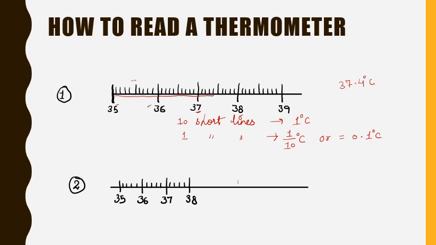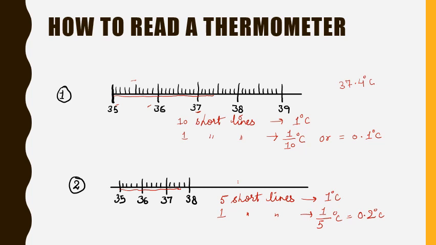Okay, let's take another example. In this clinical thermometer, the number of short lines is 1, 2, 3, 4 and 5. So here we can write it as 5 short lines are representing 1 degree Celsius. So how much one short line will represent? It will represent 1 by 5 degrees Celsius, or we can say 0.2 degree Celsius.